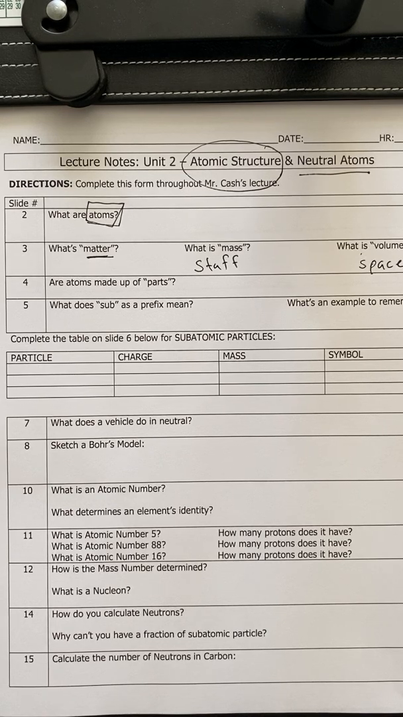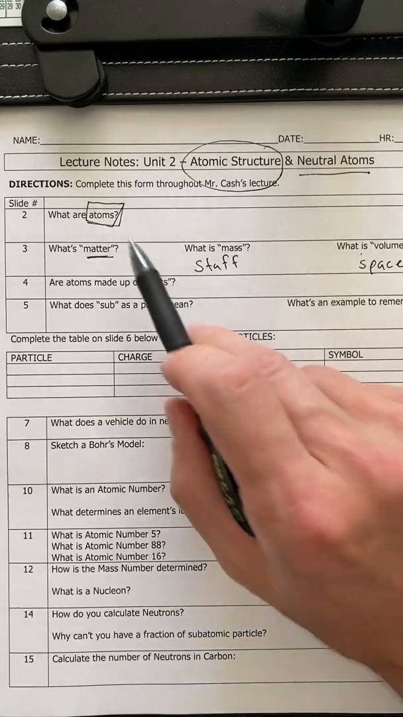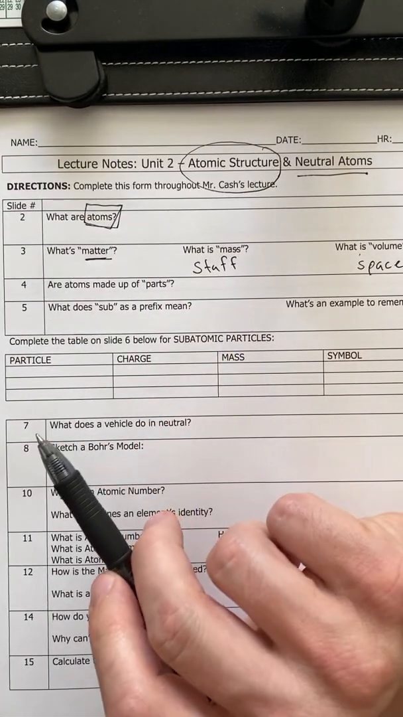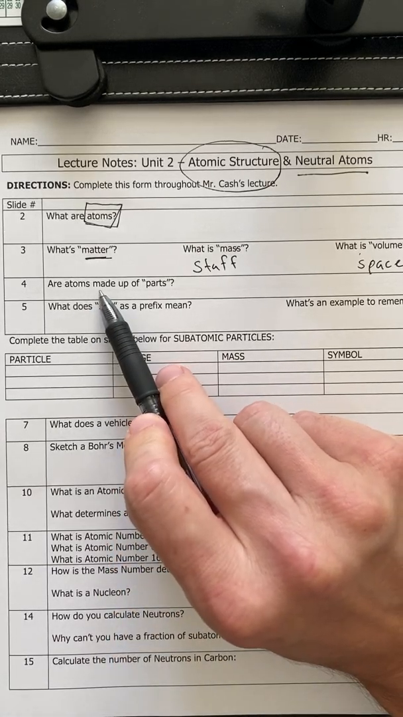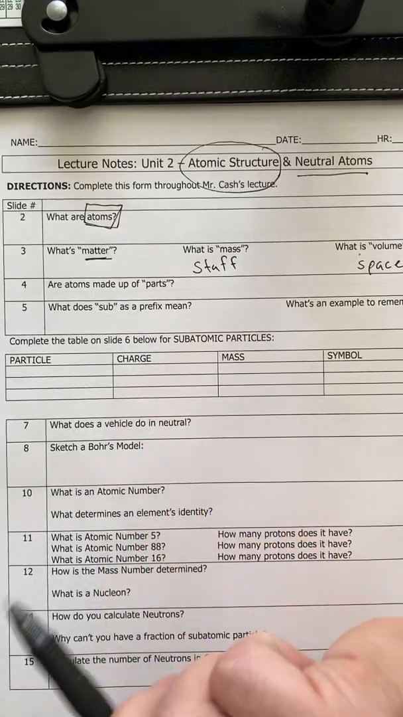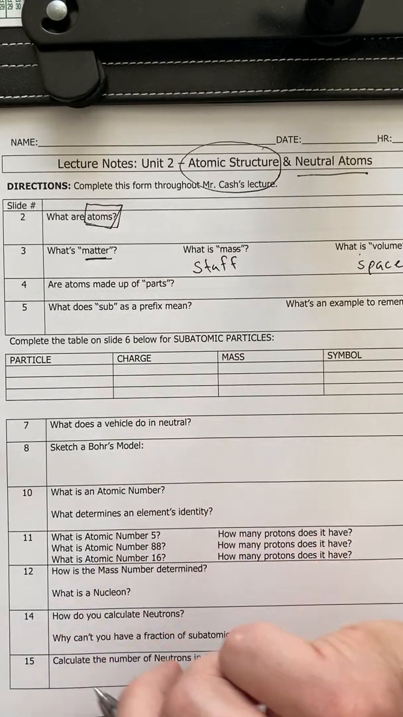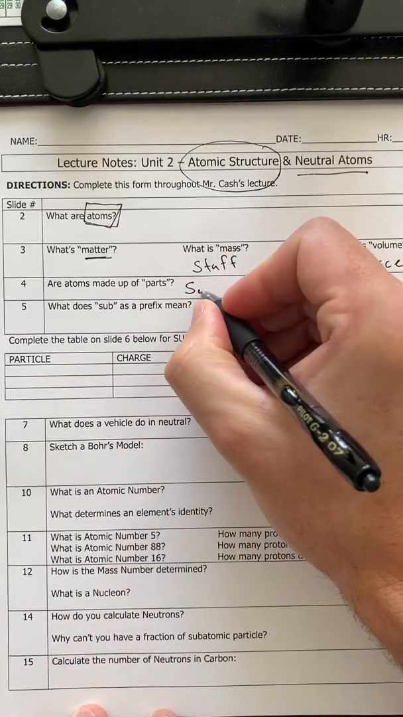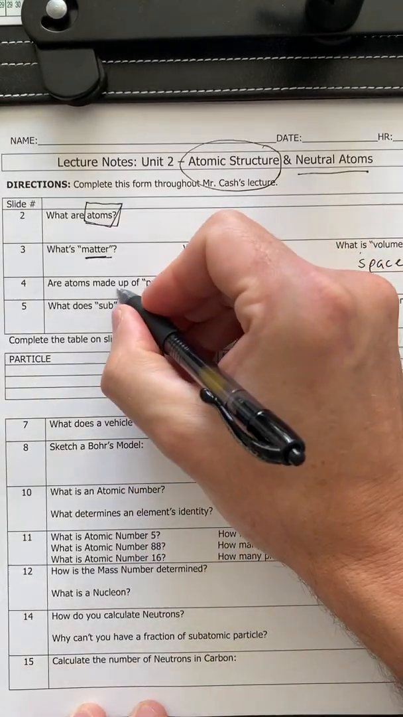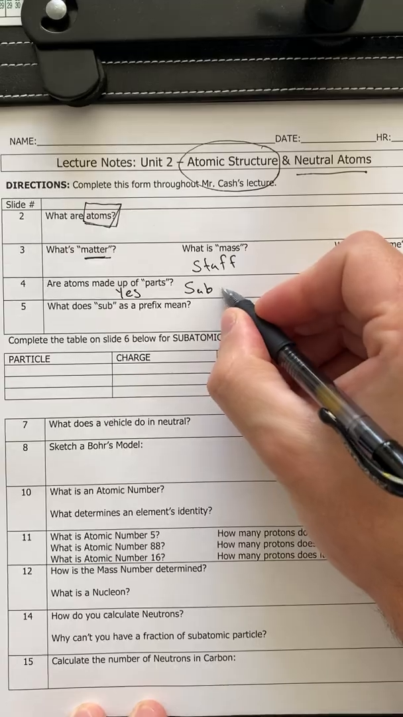But we're going to get to a spot now where we start to say, okay, well, if everything's made up of atoms, what are atoms made up of? And it turns out atoms are made up of some parts. These are going to be referred to as subatomic parts. So are atoms made up of parts? Yes, indeed they are.